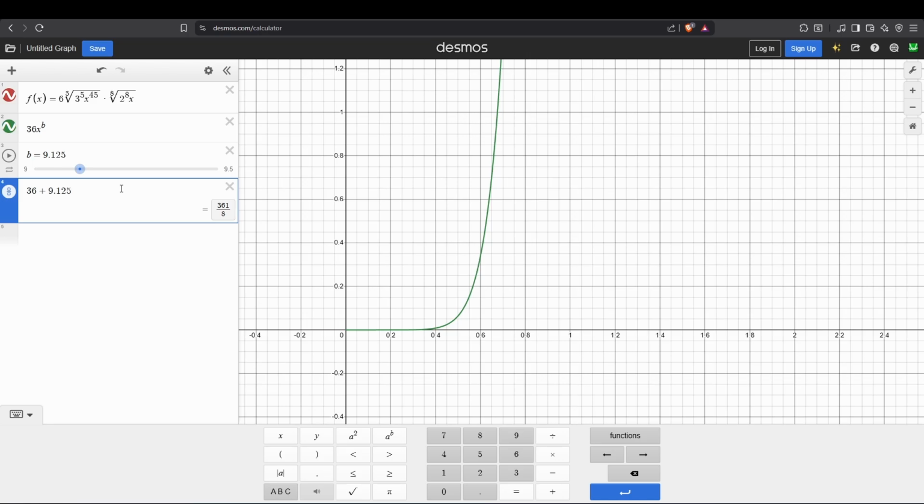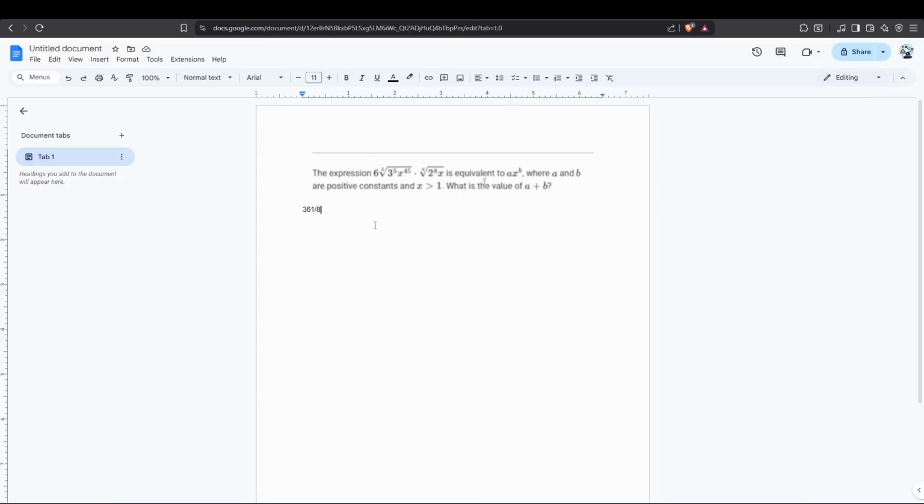So here's three different ways of doing this question. So we know 361 over 8, 361 over 8, whether you choose algebra, whether you choose doing it logarithmically, or whether you want to do it guess and check.